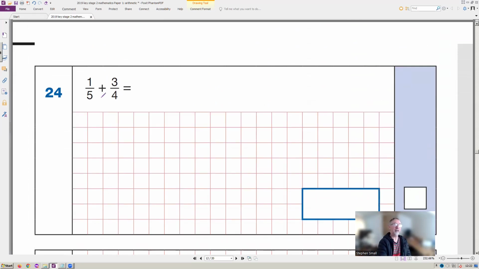My rule for this, whenever I see 2 fractions which are different, this is fifths, these are quarters, they're different things. We can't just add them together. We have to make them into the same thing. So we need a common denominator. The easiest way to get that is multiply them together. 5 4s are 20.